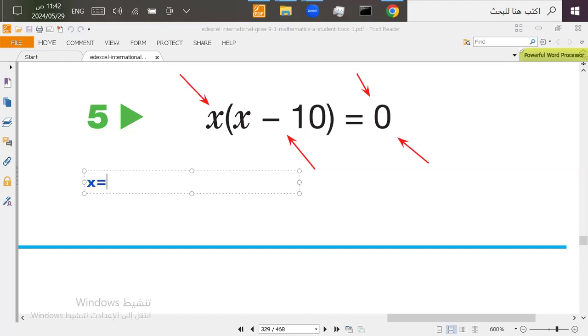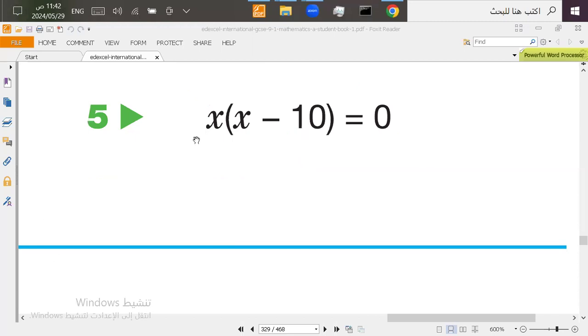So the first one, you say x equals 0. This is already answered. The second one, x minus 10 will equal 0. Now you take 10 to the other side, so x will equal 10. So the values that I have, they might be 0 or 10. So the idea of solving is finding the value of x that makes the equation right. It's 0 or 10. Now let's move on to the next question.